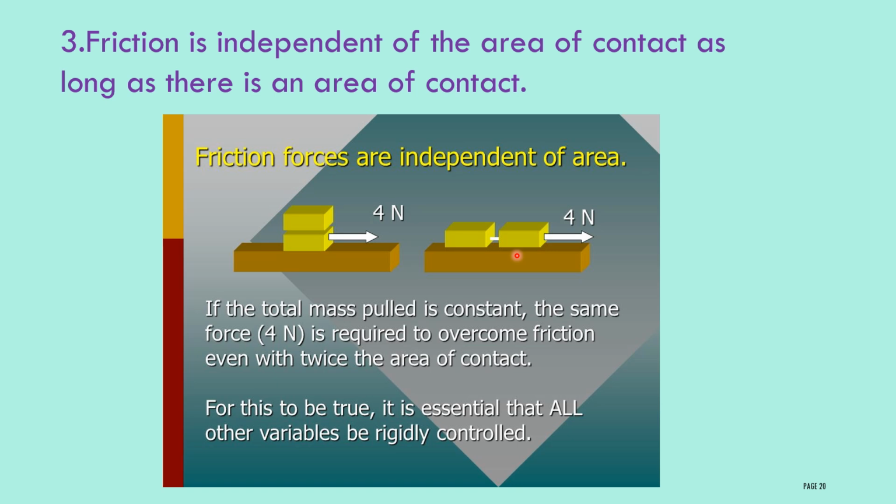The mass of the object will be important, whether the object is covering less area or more area is not at all important. The mass of the object it possesses is very, very important. If the mass is the same, then that object will possess the same frictional force. For this to be true, it is essential that all other variables be rigidly controlled. Therefore, frictional force is independent of area.